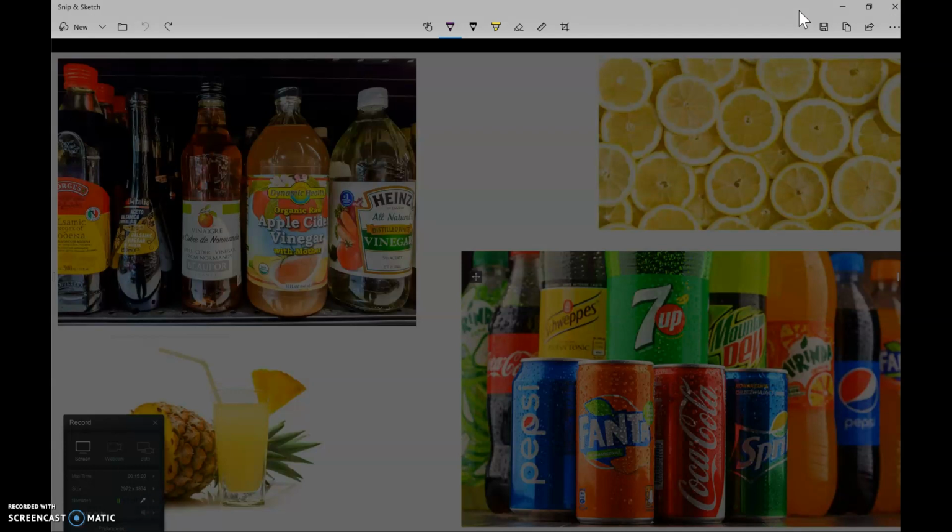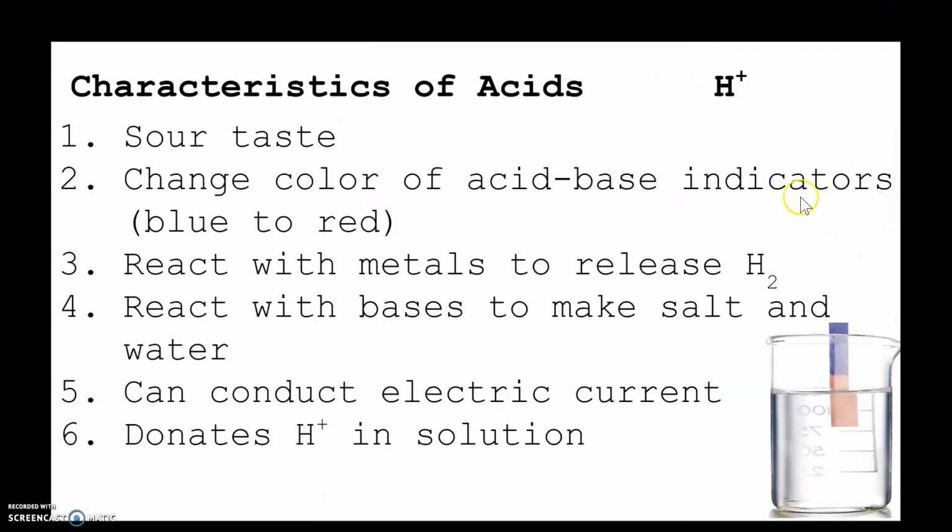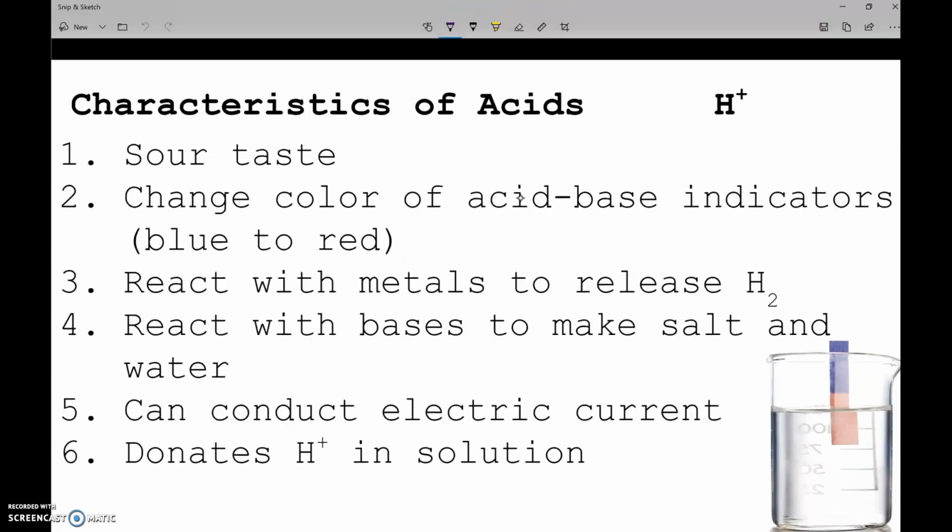First of all, here's a lovely picture of some acidic items. A lot of our foods are acidic. Okay, so here's some characteristics of acid. They have a sour taste. They change the indicator that we used in the lab the other day. They'll change a blue litmus paper to a red, like it's showing right here in this picture. They react with metals to release hydrogen.